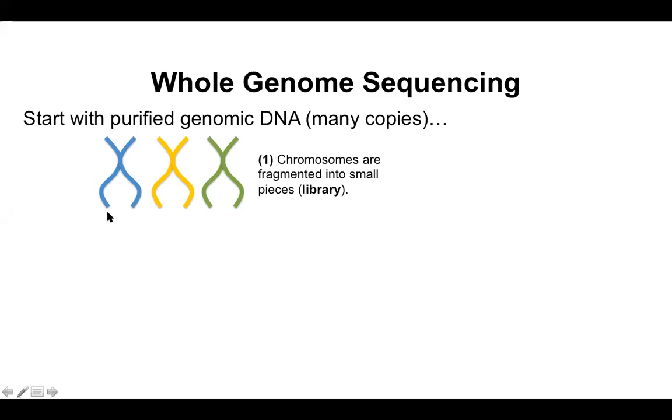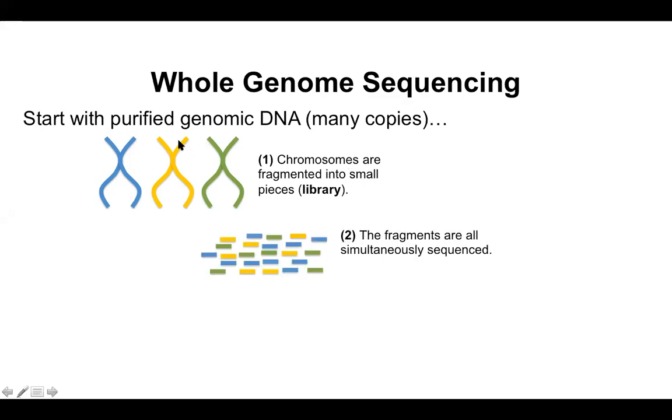So this is showing you the chromosomes here for a little visual. And we're going to fragment them into small pieces, and this becomes our library. So our library are all of these pieces of DNA, and these fragments are all going to be simultaneously sequenced. So the machine doesn't just do this piece and then this piece and then this piece. No, it does all of these pieces at the exact same time. And it says the order of the A's, T's, G's, and C's.